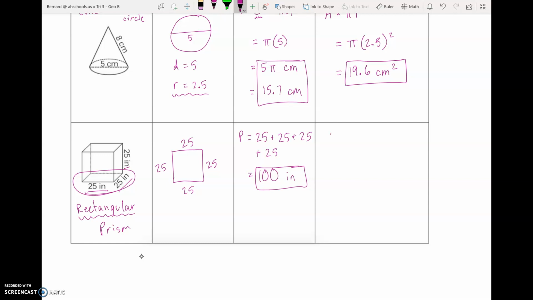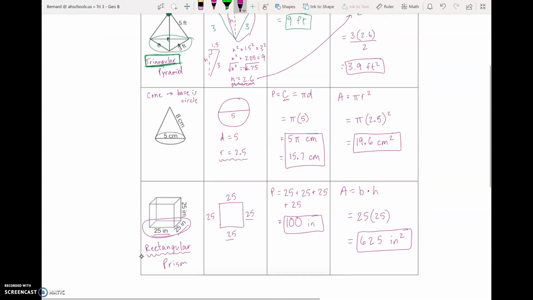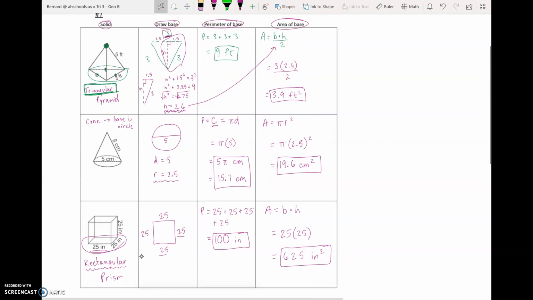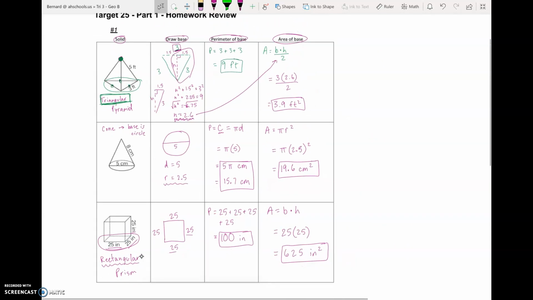And then area. For a rectangle or a square, we can just consider base times height, right? And so that's just one of the 25s times one of the other 25s. So 25 times 25. And that's going to equal 625. And then this time inches squared for area, square inches every time, or square units every time. All right, and that is the whole gist of part 1.